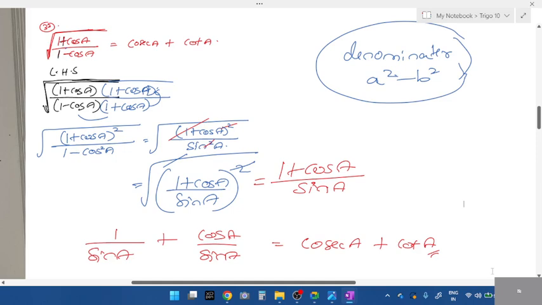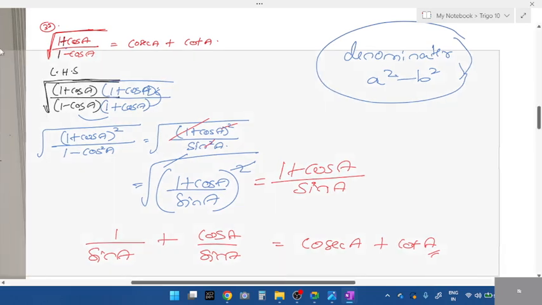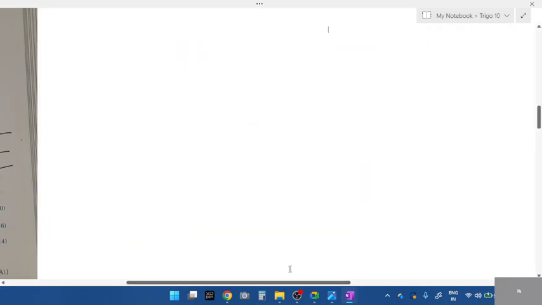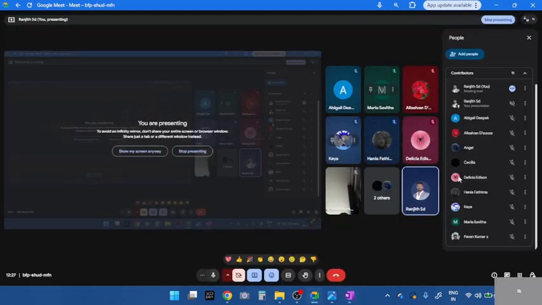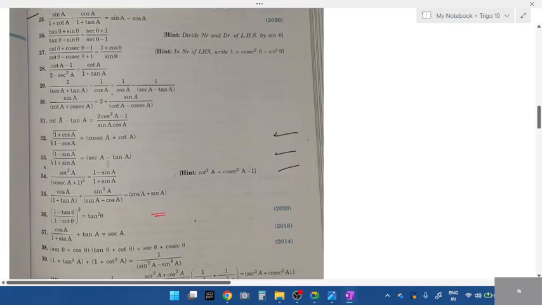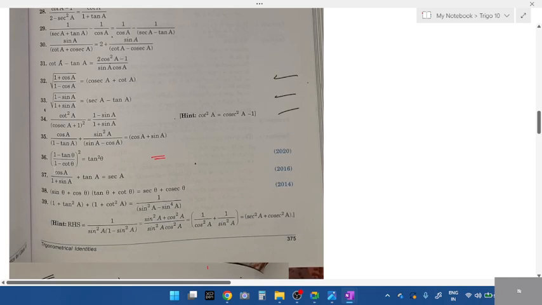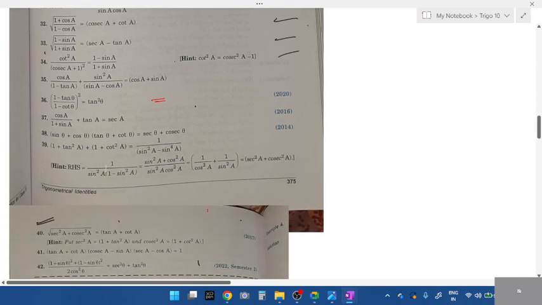Cosec A plus cot A. Next question. All of you are done? Have you completed, students? See, there's the 33rd question. If you want to make a note, it's the same easy concept. One minus tan A.